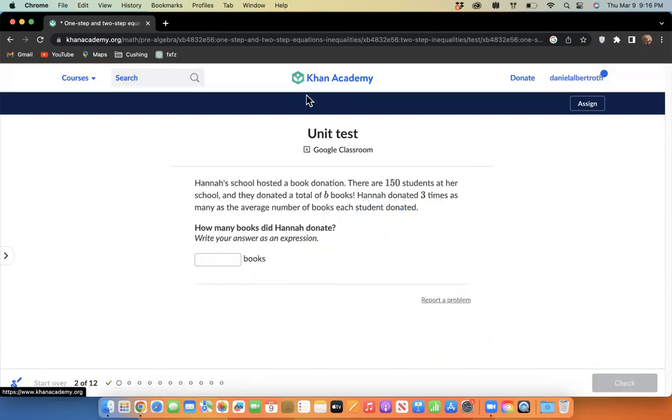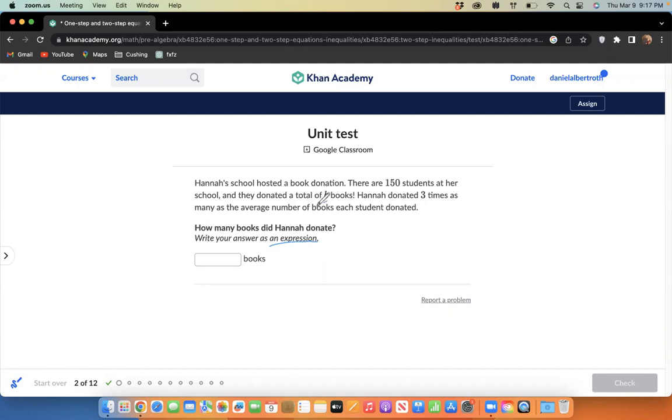All right, so this one says, Hannah's school hosted a book donation. There are 150 students at her school, and they donated a total of B books. Hannah donated 3 times as many as the average number of books each student donated. How many books did Hannah donate? Okay, we got to think about this. Write it as an expression. So we need to use B.